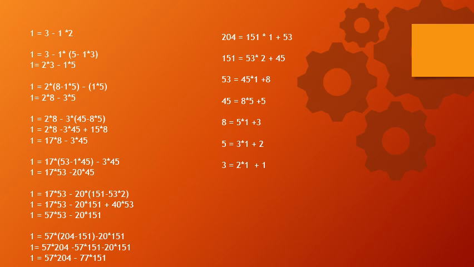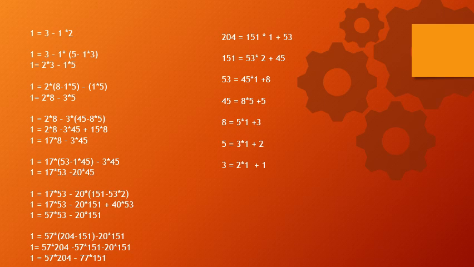Now the value of this particular 2, you can get from here. 2 is nothing but 5 minus 3 into 1. So that is what I've written. 1 is nothing but 3 minus 1 into (5 minus 1 into 3). If you simplify it, you can see that we are getting 1 as 2 into 3 minus 1 into 5. So this is how the Euclidean algorithm works. We take the value from here, put it here, and simplify it till we reach the last.